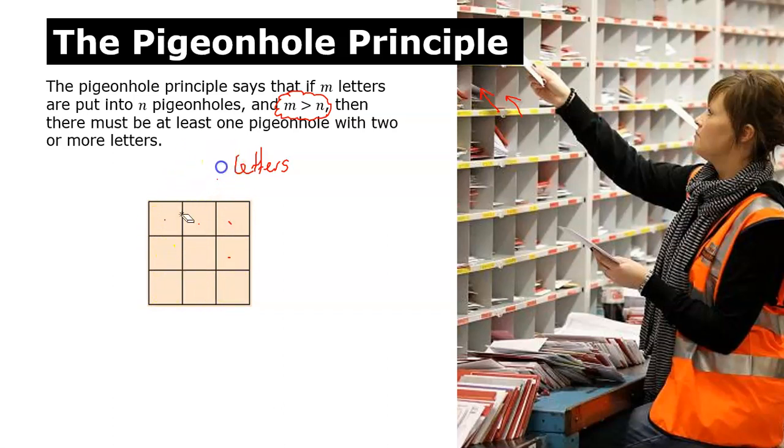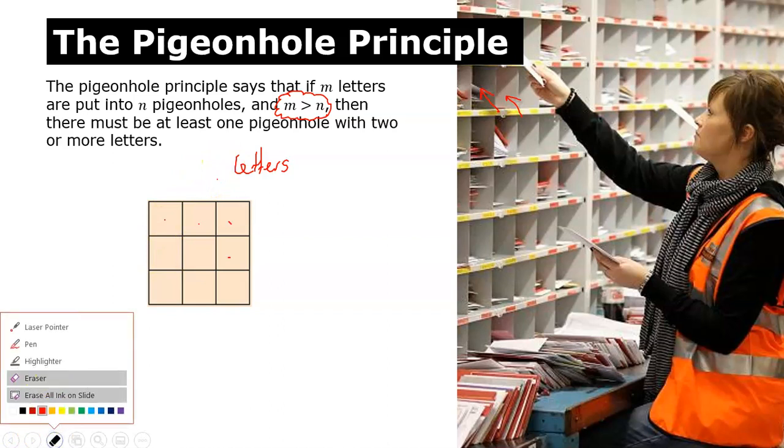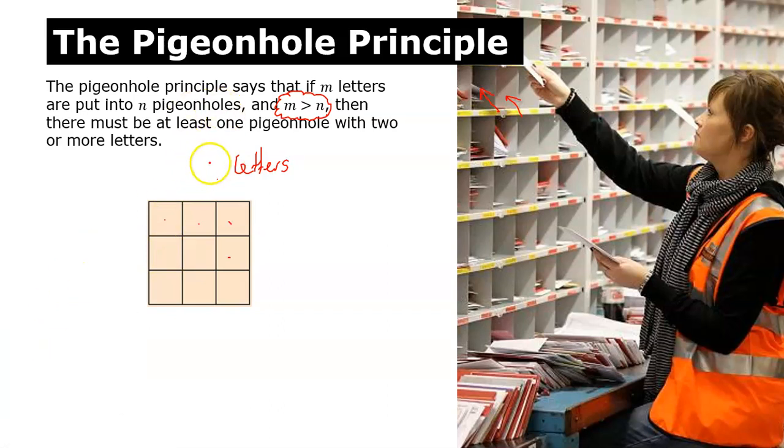But here's the logic of this. If I have more than the number of pigeonholes, if I have 10 letters, then by definition, if I put one in each of all of these, I've got 9 pigeonholes. So by definition, one of them's got to have a 2. And whichever one it is, that's all the pigeonhole principle says. So it's dressed up as a fancy rule, but really it's blatantly obvious.